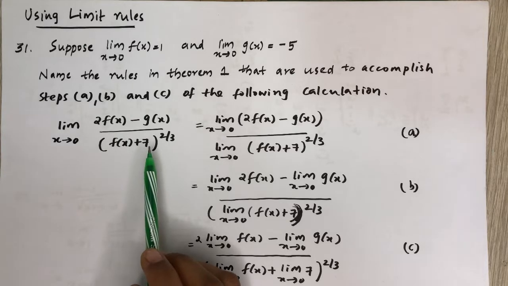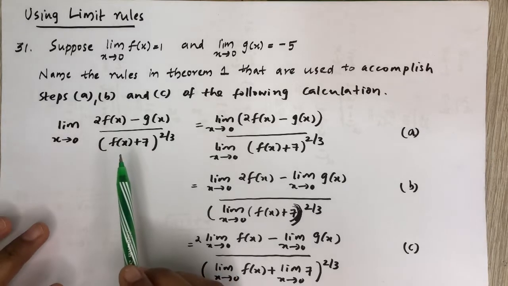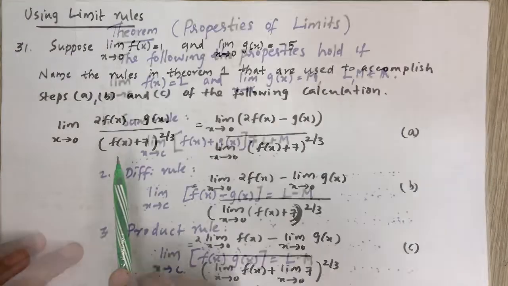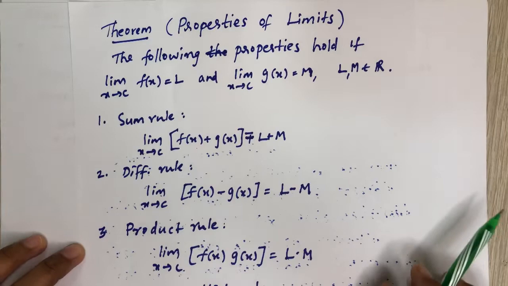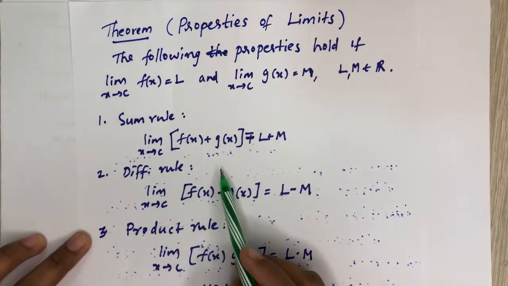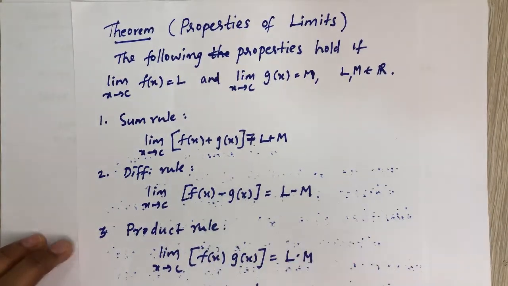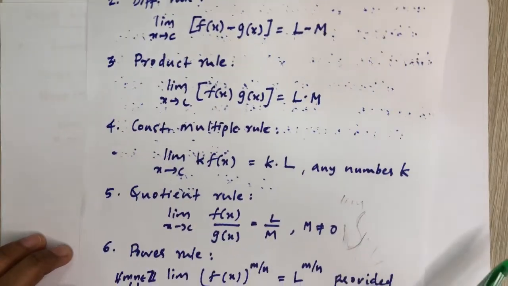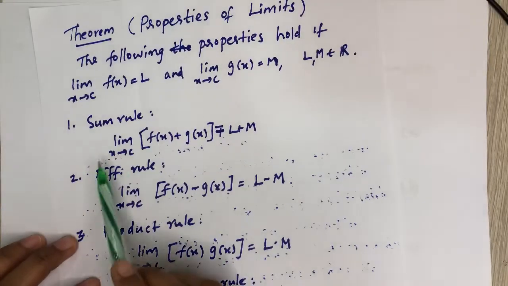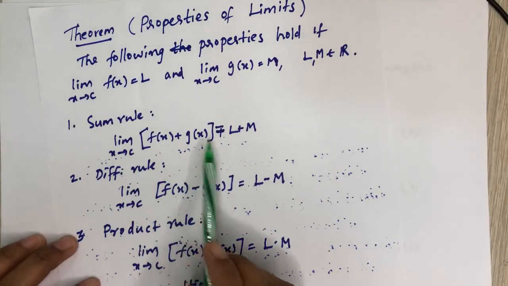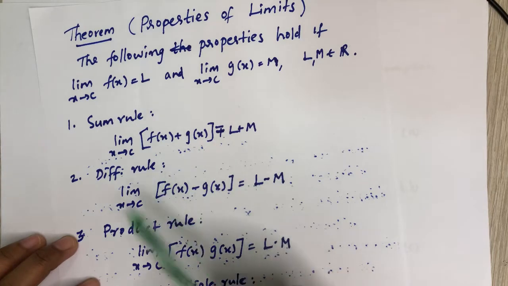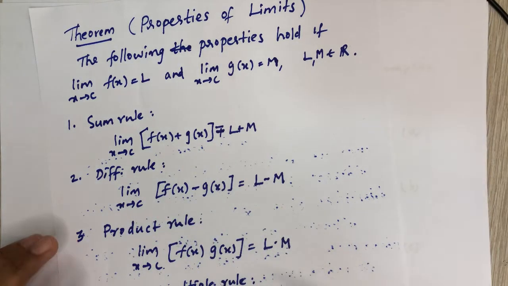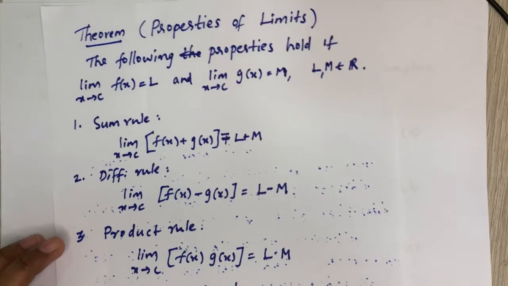The rules are the properties of limits. We already discussed in the last video what the properties of limits are. We have discussed 6 properties: the first one sum rule, difference rule, third one product rule, fourth one constant multiple rule, fifth one quotient rule and sixth one power rule. Sum rule: the limit of the sum of functions is the sum of the limits. Similarly, difference rule is the difference of the limits, and similarly product rule, constant multiple rule, etc.